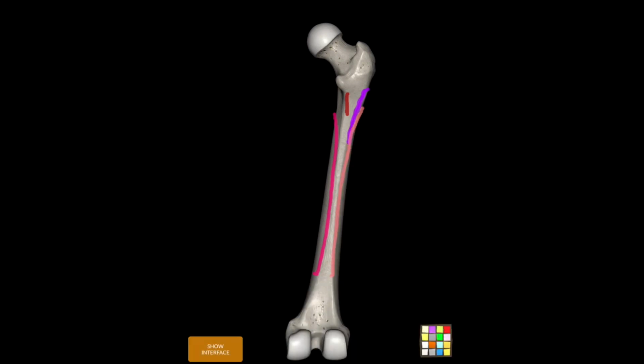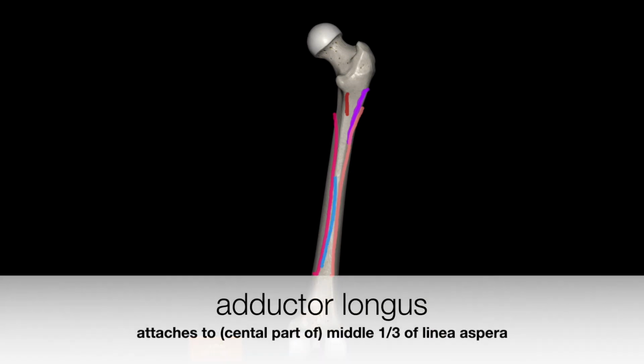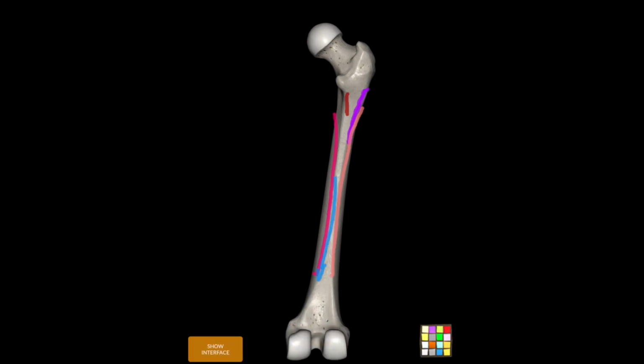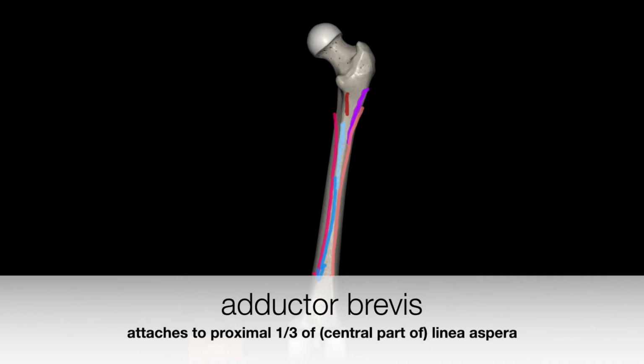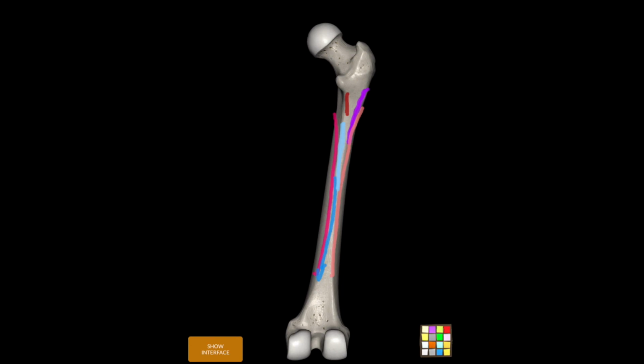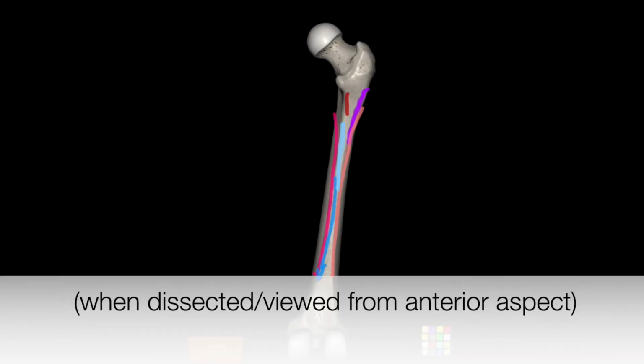In between these attachments, we have the distal attachments of the adductor group or medial group of muscles of the thigh. The most anterior of these is adductor longus. It's a long muscle, so it attaches relatively distally on the linea aspera. Proximal and slightly deep to it is the adductor brevis, a shorter muscle, but the attachments overlap just a little bit. In a dissection, the adductor longus tends to overlie and hide the adductor brevis from view.